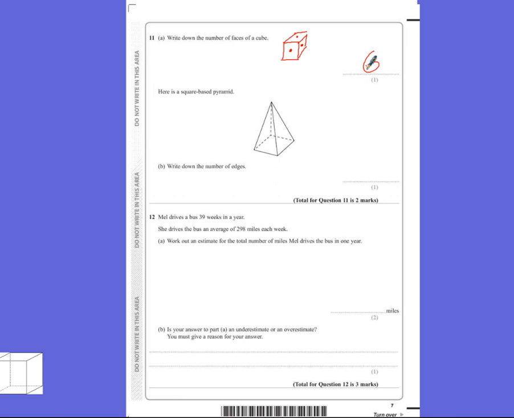Here is a square-based pyramid. Write down the number of edges. So edges are these lines that you draw the shape with, including these dotted lines at the back. So if you count up all those lines, we've got 8 lines or 8 edges.